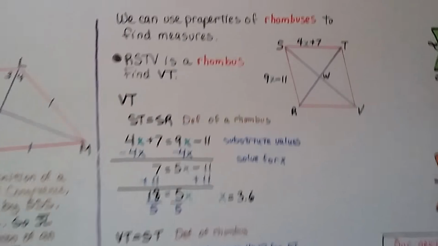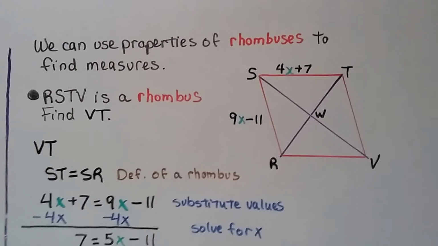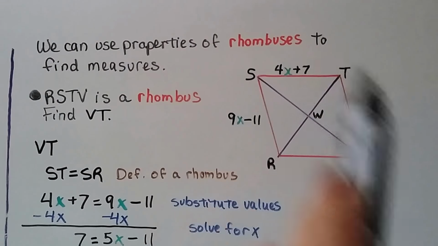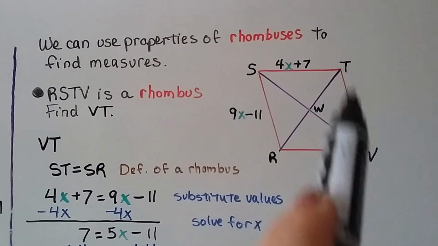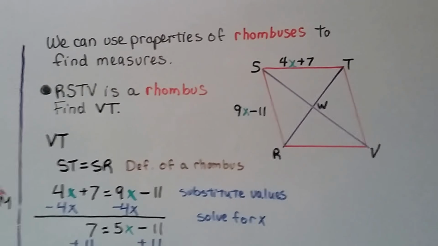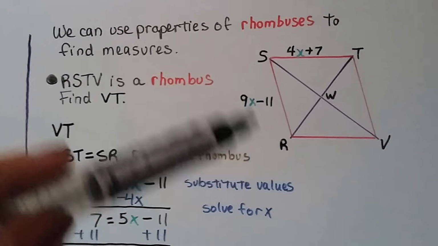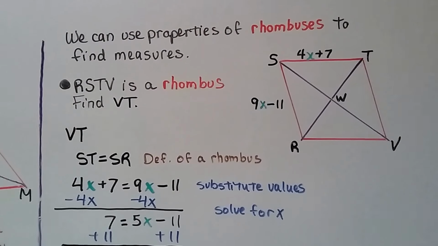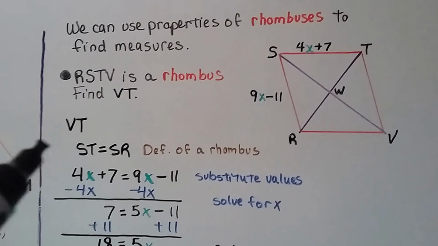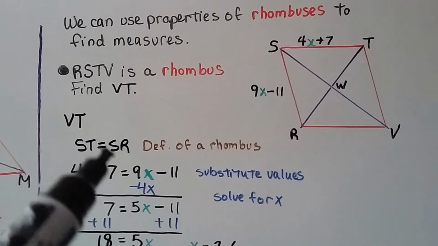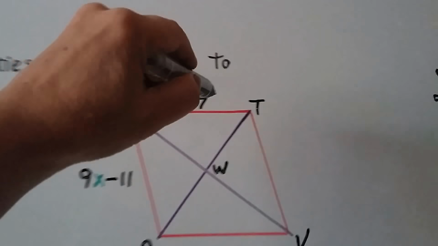We can use properties of rhombuses to find measures. RSTV is a rhombus, and we need to find VT. This right here is what we're looking for. Well, it's telling us that ST is 4x plus 7, and RS is 9x minus 11. And VT, to find it, we do ST equals SR. That's the definition of a rhombus. These are all congruent, right?